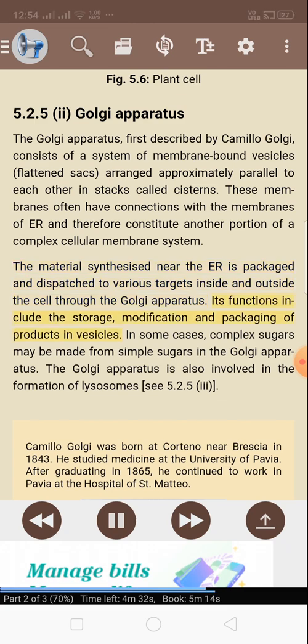the Golgi apparatus. Its functions include the storage, modification, and packaging of products in vesicles. In some cases, complex sugars may be made from simple sugars in the Golgi apparatus. The Golgi apparatus is also involved in the formation of lysosomes, see 5.2.5 IV.